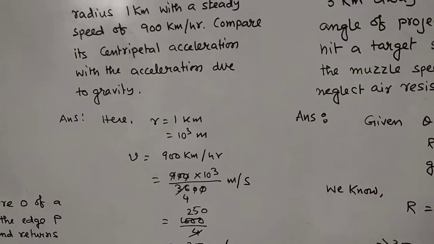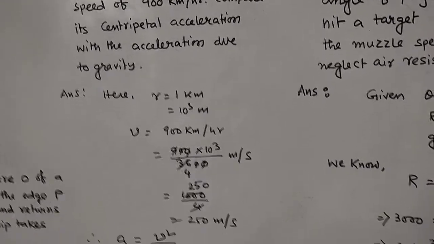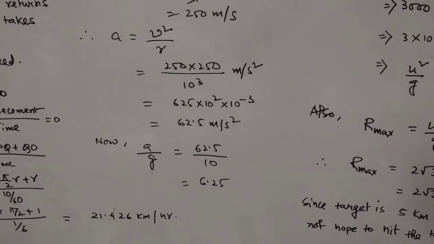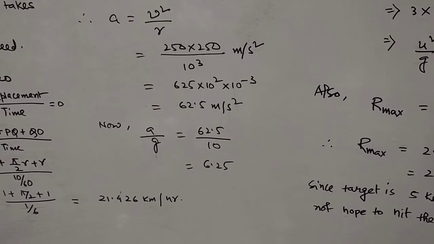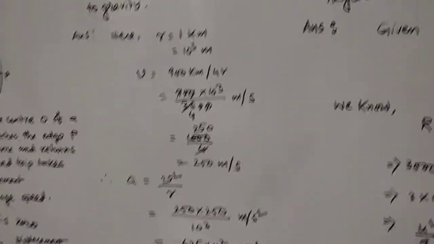Now it is asked to define the ratio of centripetal acceleration to the acceleration due to gravity. So here we are considering acceleration due to gravity as 10 meter per second square. So if you take the ratio 62.5 by 10, you will get 6.25. This is your second sum.